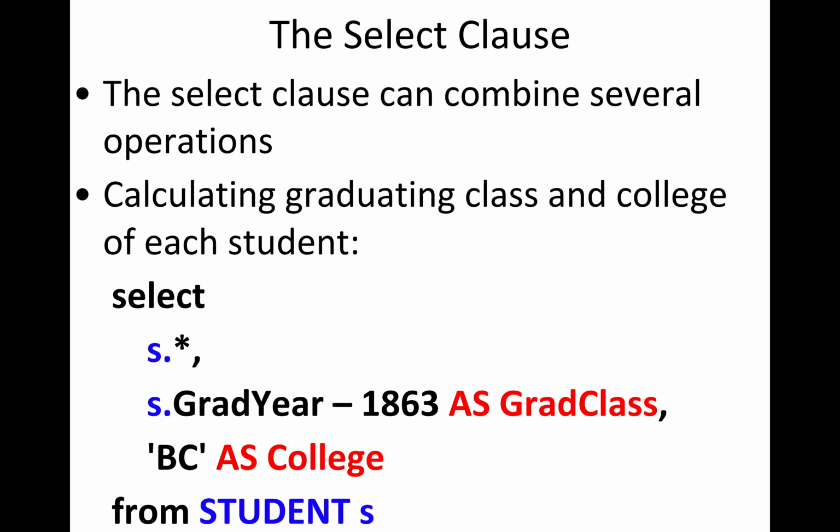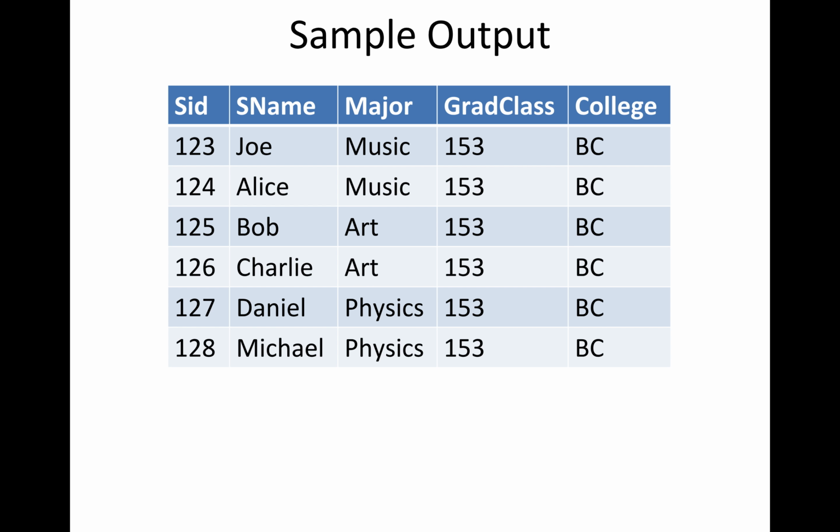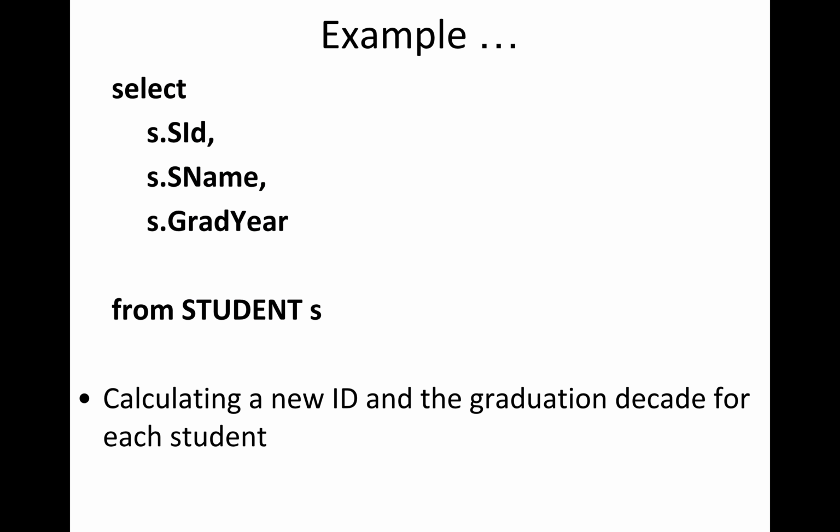Here we are using a constant BC and adding it as a new field, so that we can generate a brand new data set of students that have graduated from BC. Here's the output, where the last two fields have been dynamically calculated. One of them is presumably the graduation year minus the foundation year, and the other one is just the constant BC. So here's a running example of calculating the new ID for a graduation decade of each student.